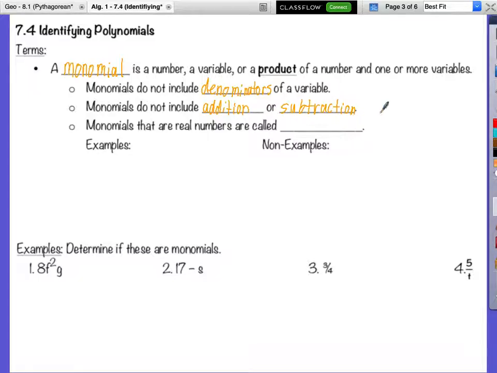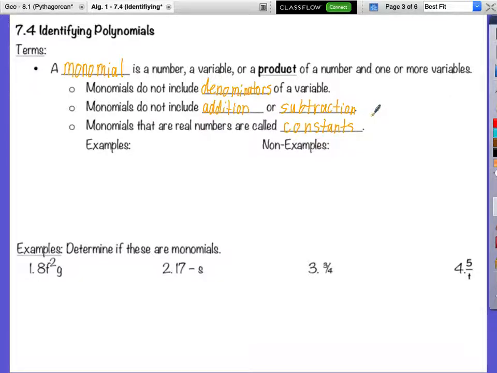And monomials that are real numbers are just called constants. You've heard us use that term before. Constants is when we just talk about the number without a variable with it. This is where it comes into play again. Monomials that are real numbers are called constants.